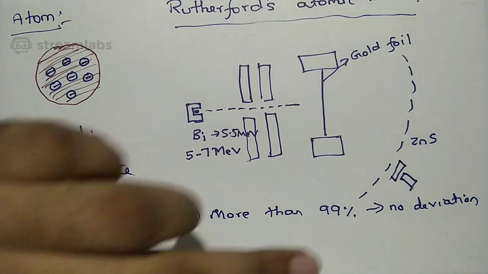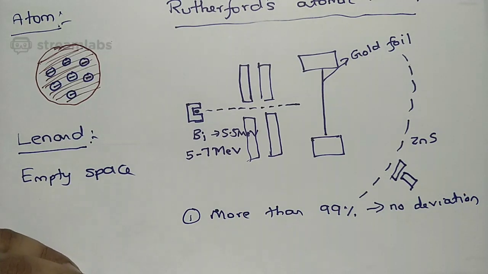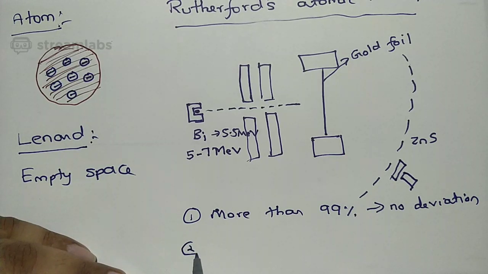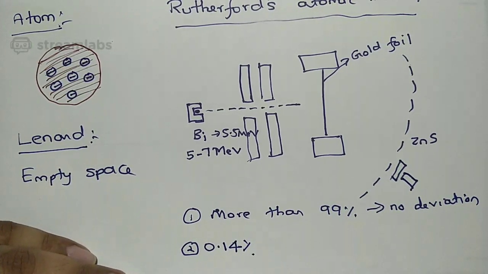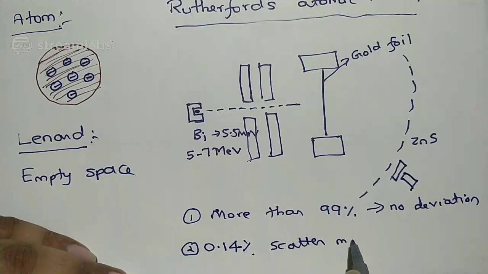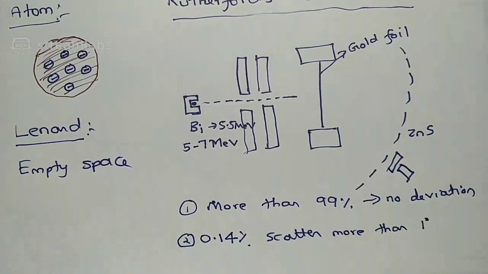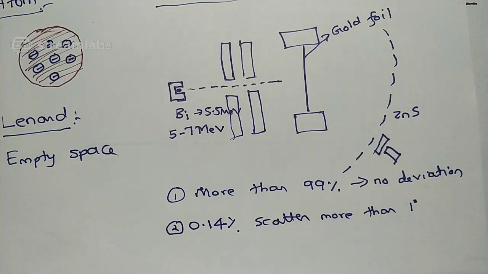When they moved the detector to observe the remaining scattered light, what they observed is that around 14%, no sorry, 0.14% of the particles scatter by an angle more than 1 degree. That means if you have around 100 alpha particles, only 1 or 2 alpha particles undergo scattering. The remaining 90 plus alpha particles pass without any deviation. So this clearly says that the whole mass of the atom is concentrated at the center of the atom.